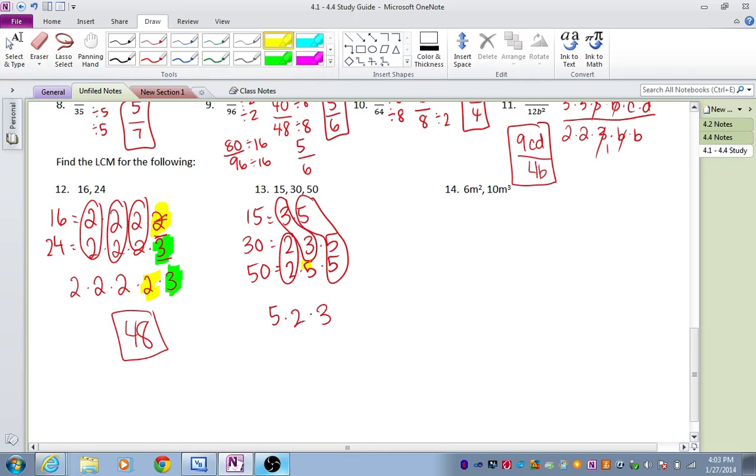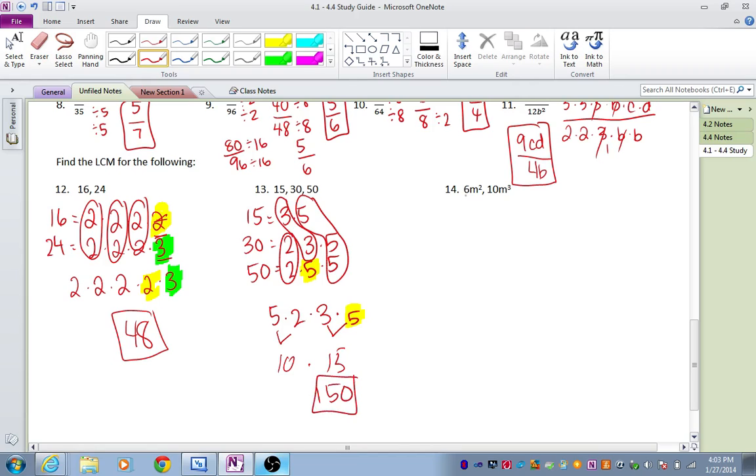And then finally, we have that extra 5. We're going to write that down and multiply that in also. 5 times 2 gives you 10, 3 times 5 gives you 15, and 10 times 15 is 150.